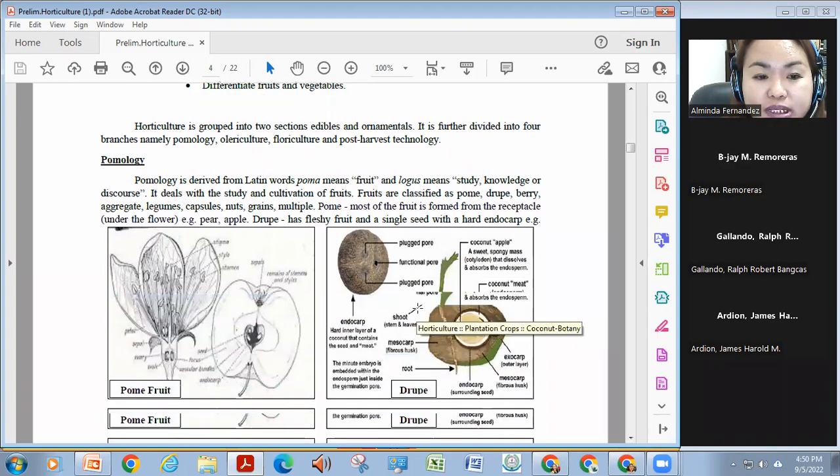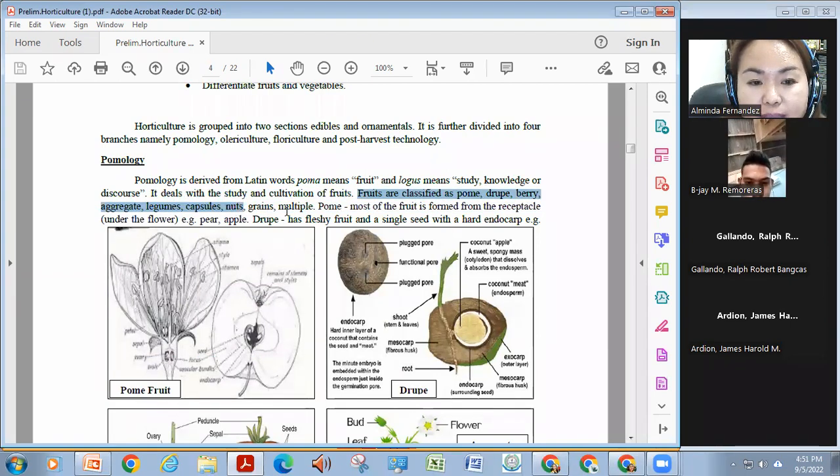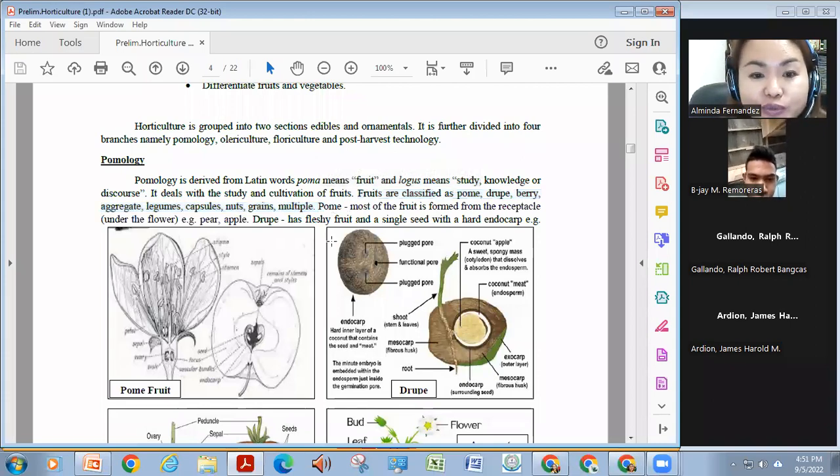So when we say pomology, it is derived from Latin words poma, which means fruit, no? And logos, which means study, or knowledge, or discourse. So therefore, in short, it deals with the study and cultivation of fruits. And again, fruits are classified as pome, drupe, berry, aggregate, legumes, capsule, nuts. Sabi niyo, simple lang, no? Fruits are fruits? No.